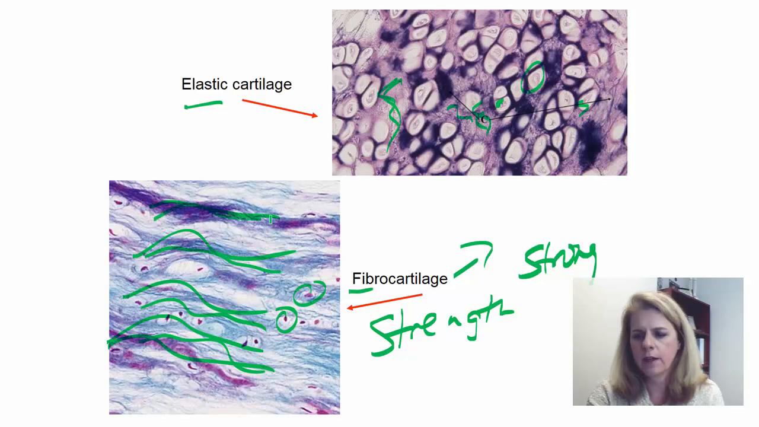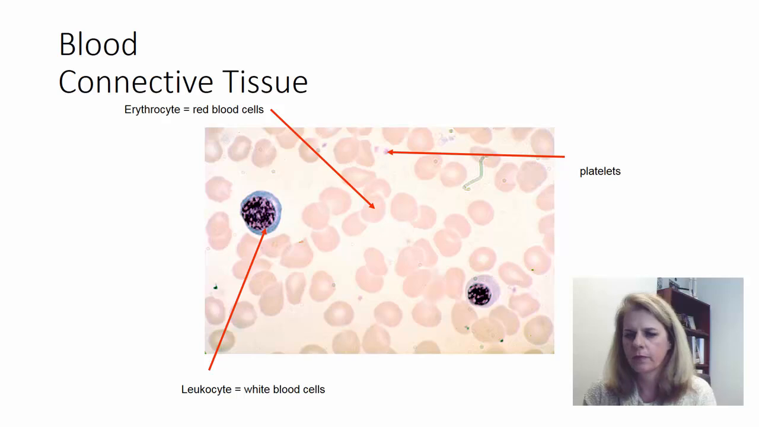So again, look for that regular pattern of fibers inside the glassy matrix, whereas the elastic is a little more irregular. Again, another connective tissue is blood. And so when you look at blood, the matrix is the plasma, which in this slide would just be all the space where the plasma is. And then you have cells floating in that plasma.